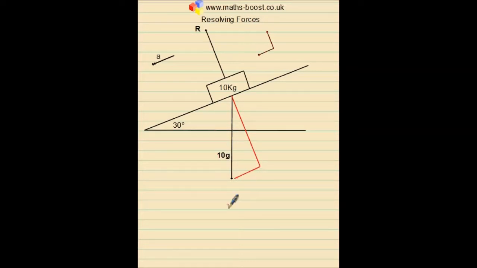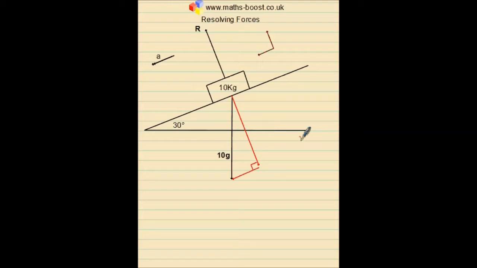And don't forget to consider the directions of the forces. Just consider the direction you must travel to get from here to here. So we're going to go this way and this way. Now we've formed a triangle, and because the directions are perpendicular, it's a right angle triangle.